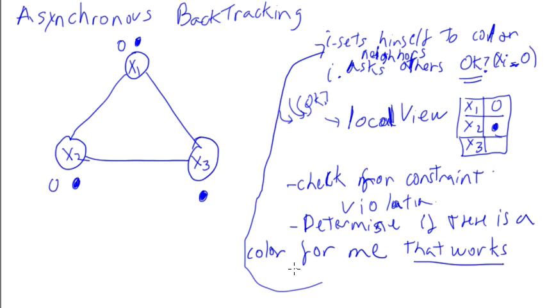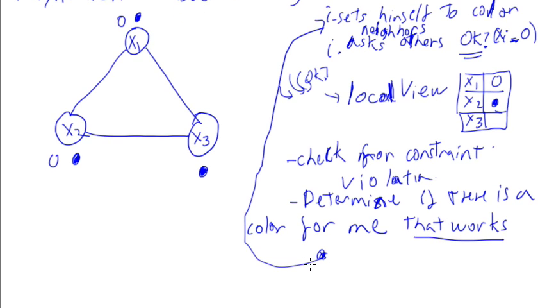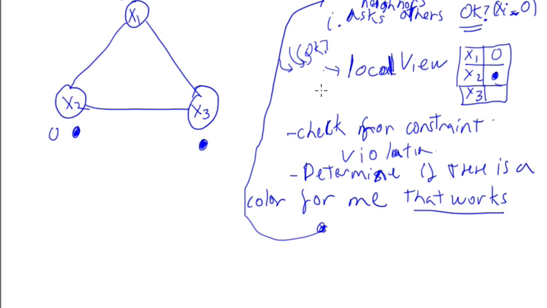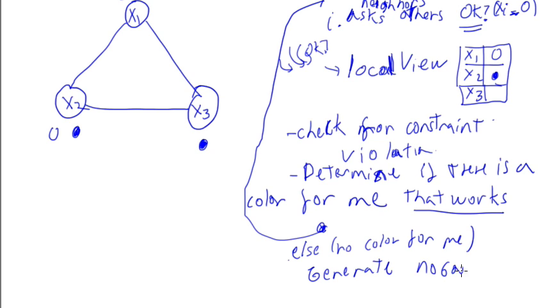I go up here. Now, you get into trouble in a couple of places. Maybe there is no color for me. So I determine if there's a color for me that works, and if so, we go back up here. But there's this else part here. If there's a color, else there's no color for me that works, then what I do is generate a nogood, using the hyper-resolution rule, or really anything.